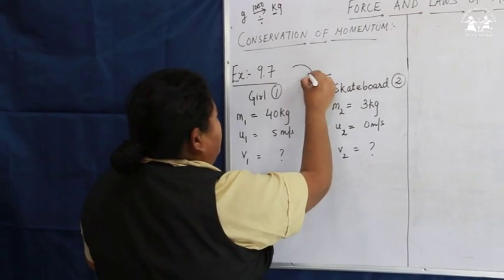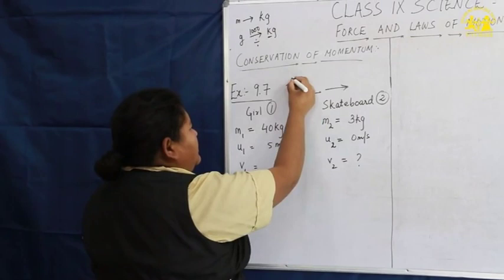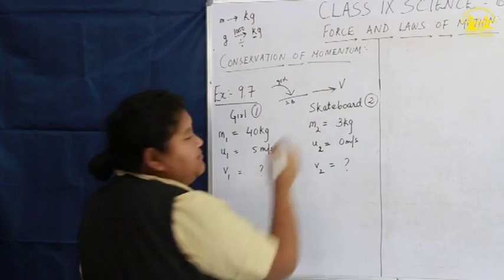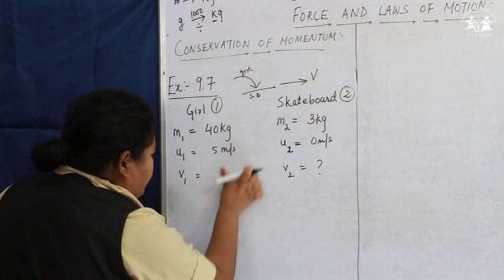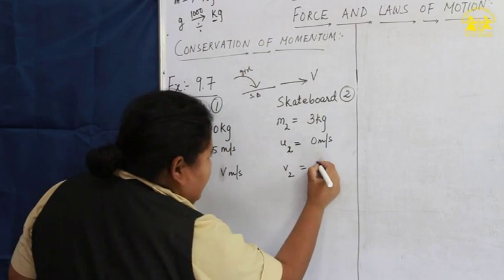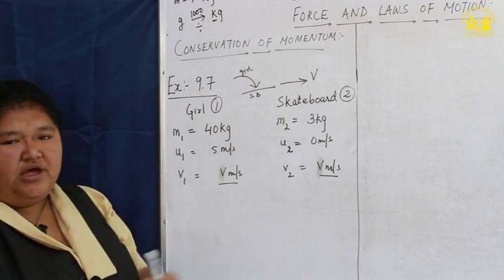Right, skateboard and girl. When the girl jumps onto the skateboard, they move together, and their combined velocity, let it be v. So v1 we can also write as v meters per second, and v2 also as v meters per second. The value is the same.